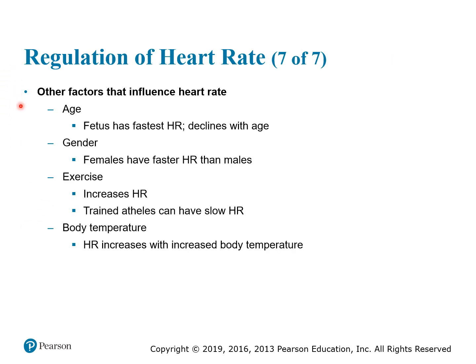Now, what are the other factors? So far we have read that three factors affect the heart rate: the autonomic nervous system, some chemicals which are hormones and ions, and then there are other factors. Those are age. The fetus has the fastest heart rate and it declines with age. Then gender: females have faster heart rates than males. Then exercise increases the heart rate, and trained athletes can have a slower heart rate because they have trained themselves. And then body temperature: heart rate increases with increased body temperature.